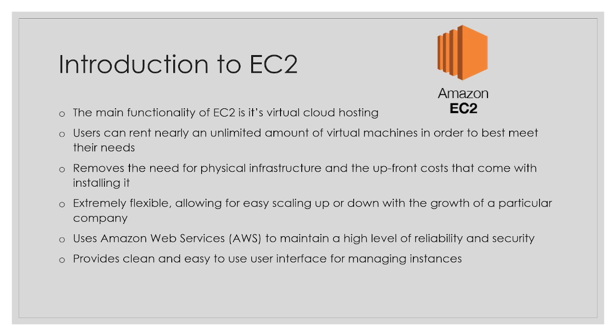Now, this could range from an individual user with a small infrastructure to a large company needing to use a wide variety and scale of machines. And this essentially removes the need for physical infrastructure and the upfront costs that are associated with installing it. You don't really need to have your own hardware if you're running EC2, so it's a great way to save space. You don't need these facilities, and you're essentially using Amazon's hardware that they have in place across the world.